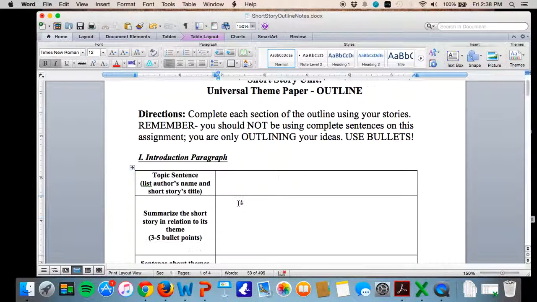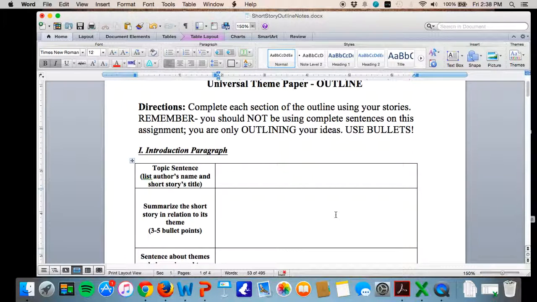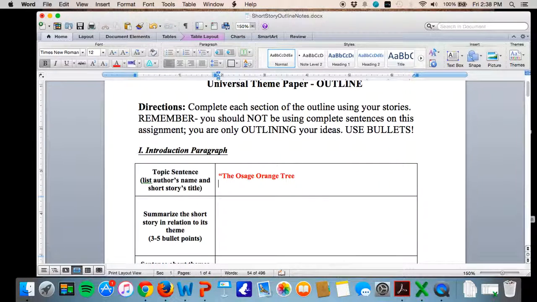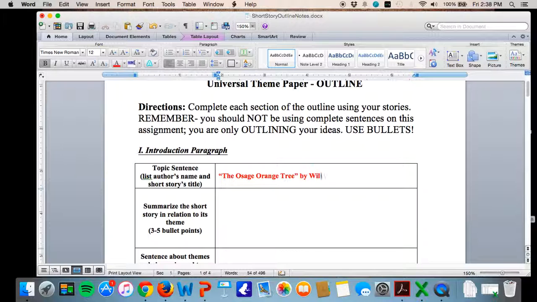All right, for our introduction paragraph, we're going to start first and foremost with our topic sentence. When we talked about this the other day, we said we're going to start off our paper by introducing the story that we're writing about. For the one that we're going to use today, my sample paper is on "The Osage Orange Tree." It should not be italicized because remember, our short stories always go in quotes. So "The Osage Orange Tree" is the title of my story, and it's by William Stafford.